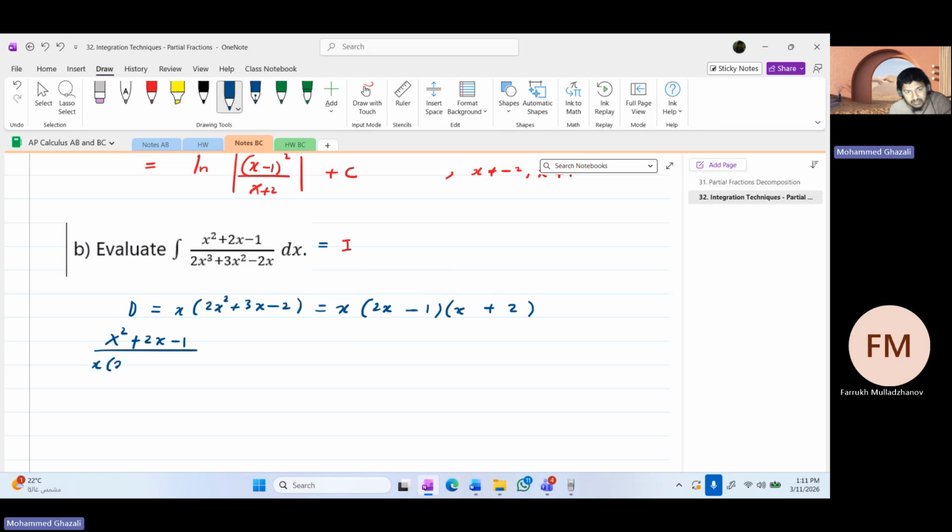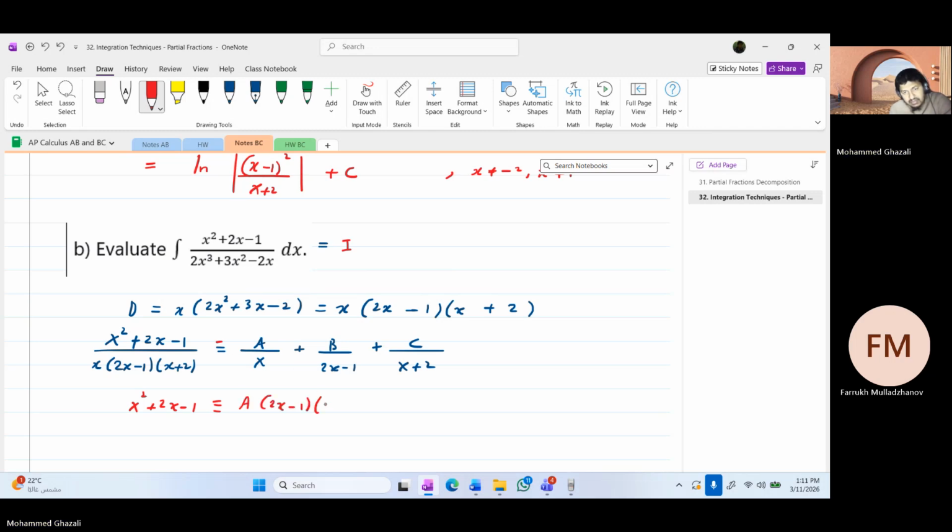So we're going to say x squared plus 2x minus 1 over this entire thing here, which is x into 2x minus 1 into x plus 2, now equals a over x, since these are all linear factors, no repeated, plus b over 2x minus 1 plus c over x plus 2. Okay, Farouk, we good?